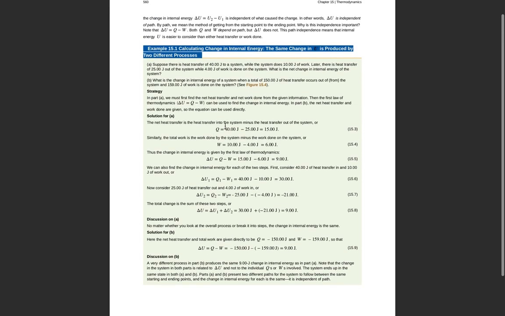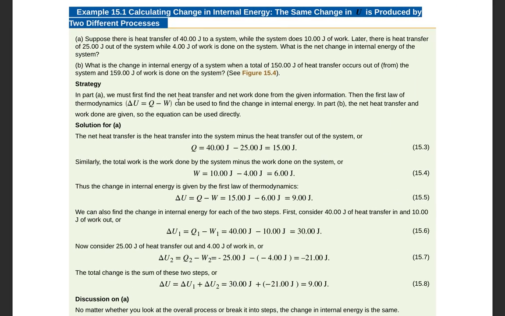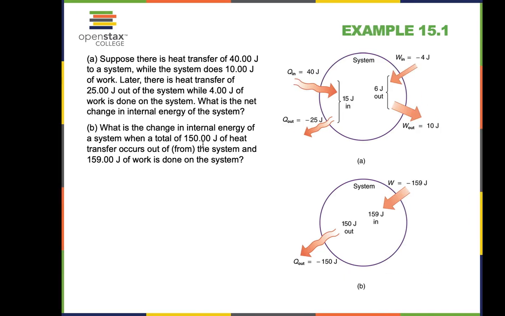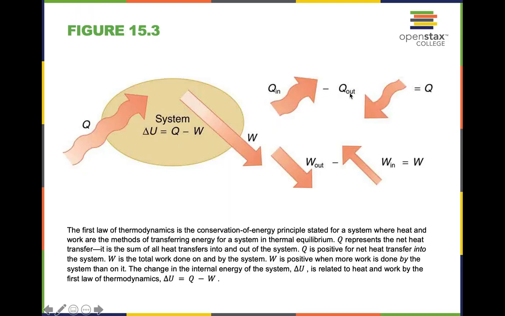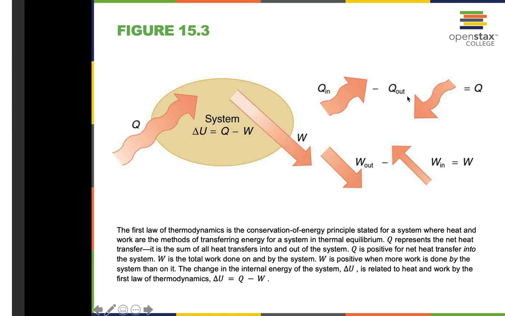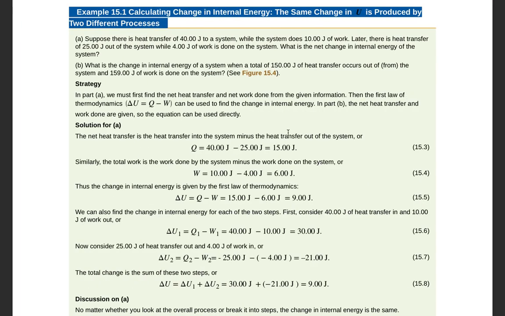Okay, so we need to use delta U equals Q minus W, right? So first we have to find our Q. Remember, it's the Q in minus the Q out. So that is the rule we're following. Suppose we have 40 joules to a system first. So we have 40 minus 25, since the 25 is out of the system. So we do 40 minus 25, that gives us 15 joules.